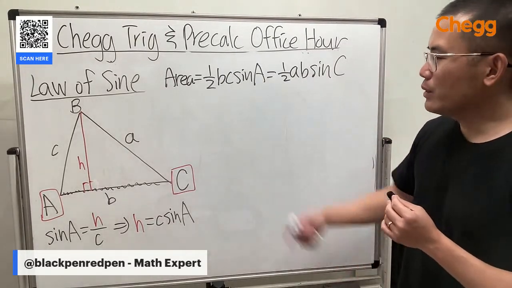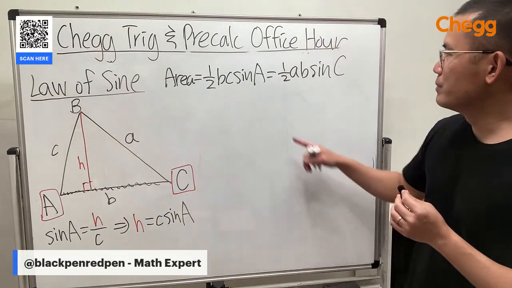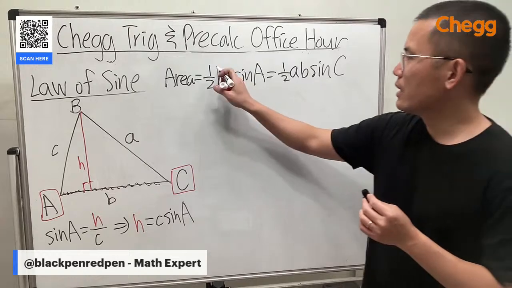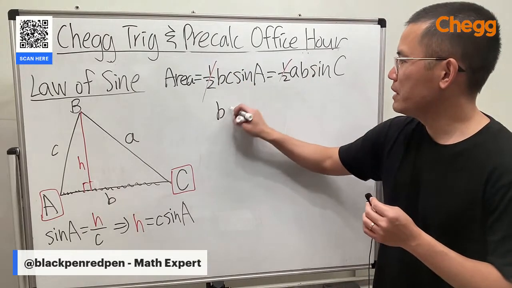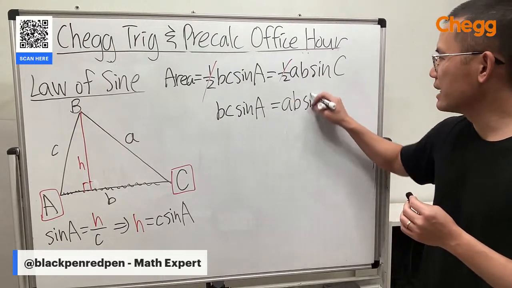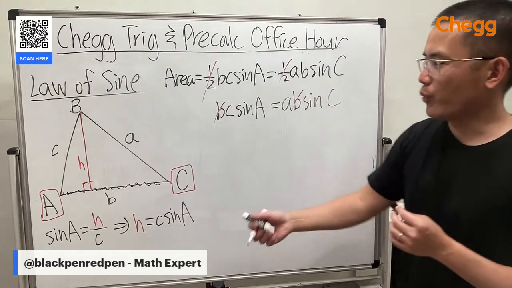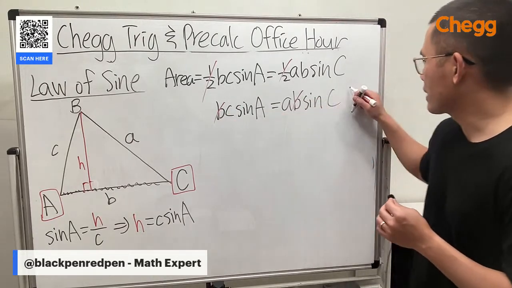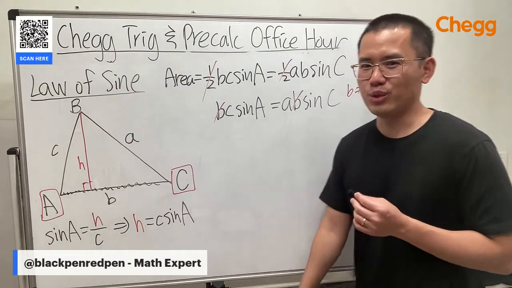Okay, we can also do the same thing for B. But as you can see, pretty soon, right here, the 1/2 cancel if you look at this equation. So we have BC sine A equals AB sine C. B and B cancel. Of course, B is not equal to 0, so perhaps I will denote that. Otherwise, it's dividing by 0. That's not good.